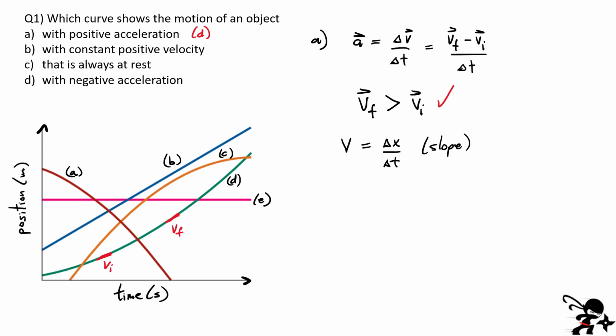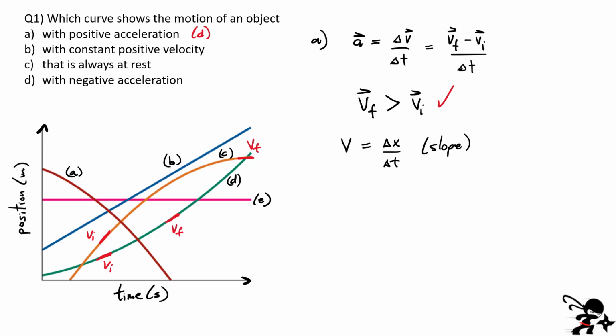A, on the other hand, and also C, have slopes that get smaller. Look at choice C. If I draw a slope over here, it's some positive value. And over here, the value is still positive, but it certainly is smaller. So in this case, we don't have positive acceleration.